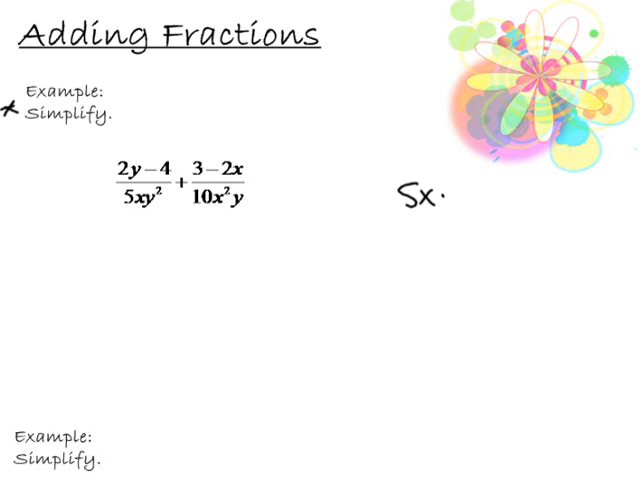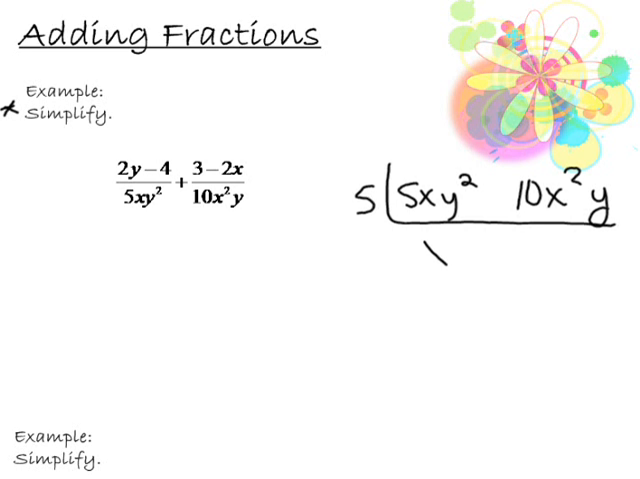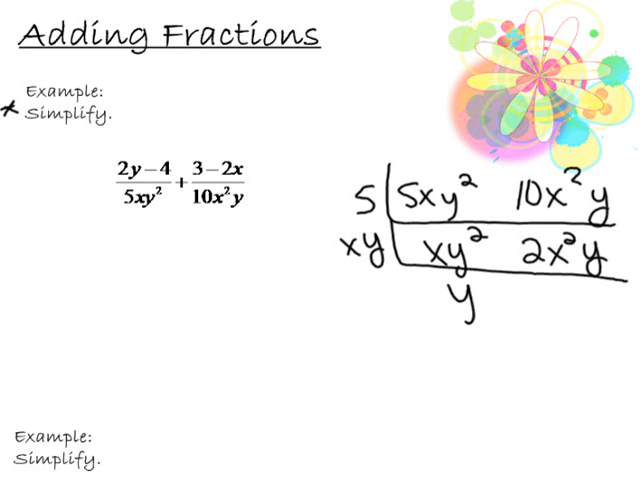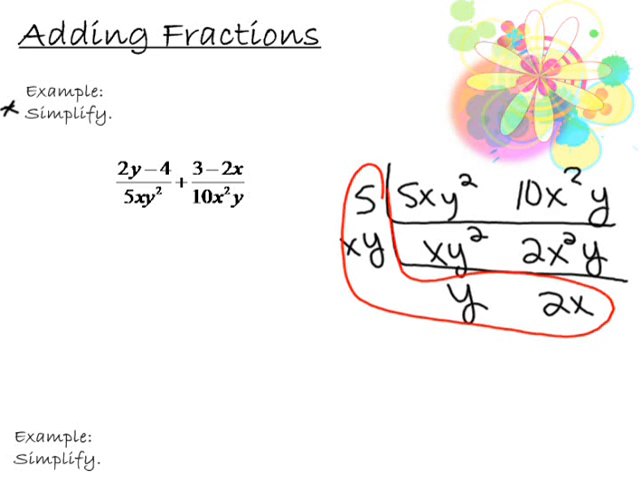We have 5xy squared and 10x squared y. Let's see, they both share a 5, so I can take that out. I'm left with xy squared and 2x squared y. They both have an x, and if you want, you can go ahead and take the x and the y out. That leaves me with a y here and a 2x here. They don't have anything else in common, so here's my least common multiple.